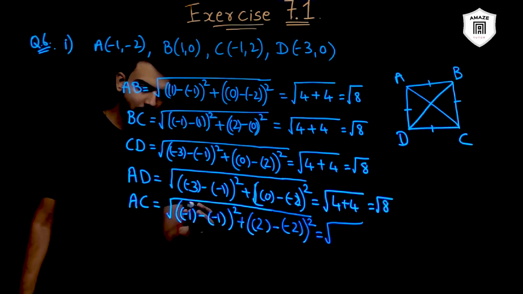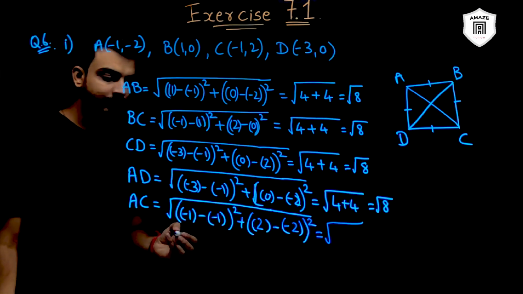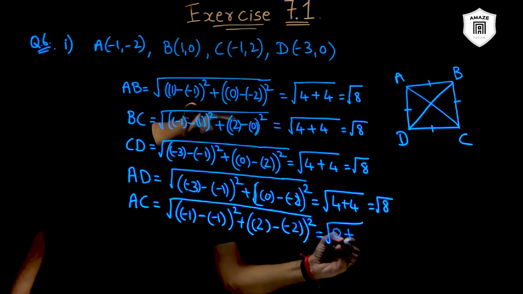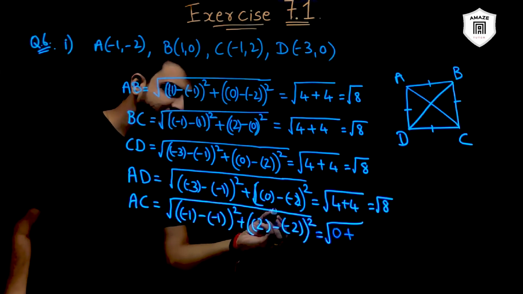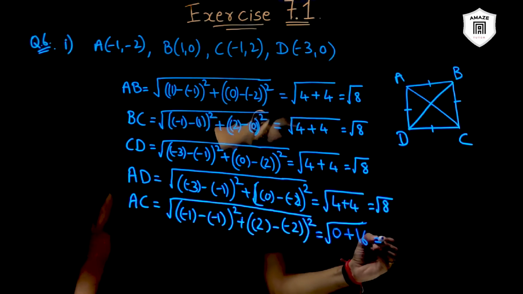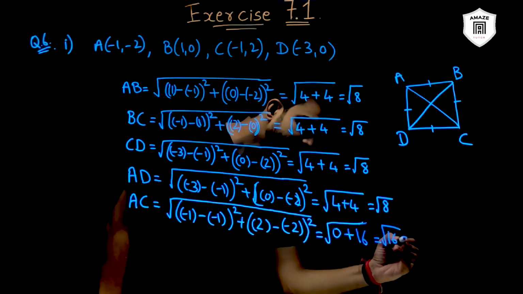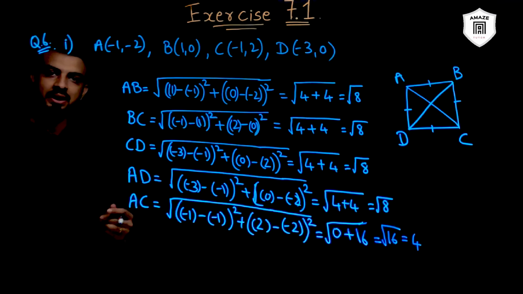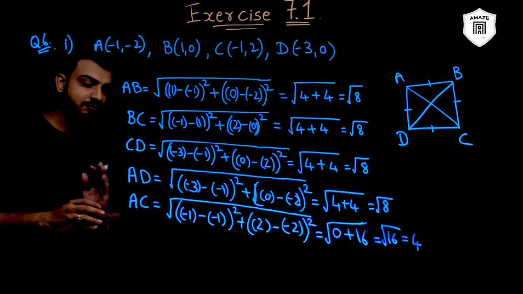Okay. What is minus 1 plus 1? Because minus minus becomes plus, so minus 1 plus 1 is 0. 0 square is 0. This plus as it is. 2 minus of minus 2 becomes 2 plus 2, which is 4, and 4 square is 16. So we are getting 0 plus 16 is 16. Okay. So root of 16 is plus or minus 4, but we will keep it as plus 4 because this is length. Length of any side cannot be negative, right? It will be positive only. So AC is 4, right?